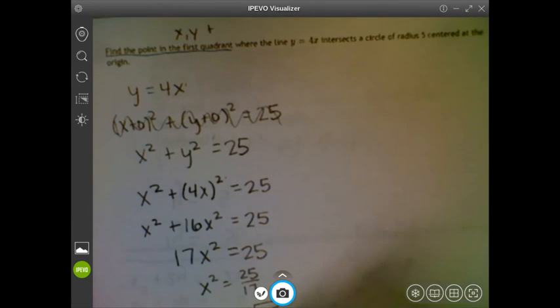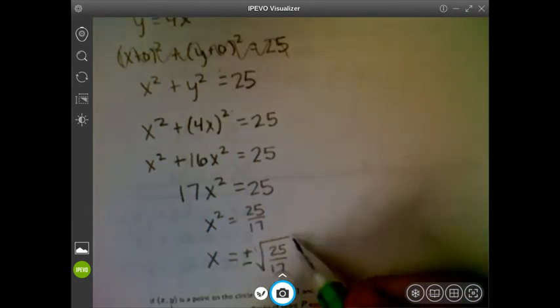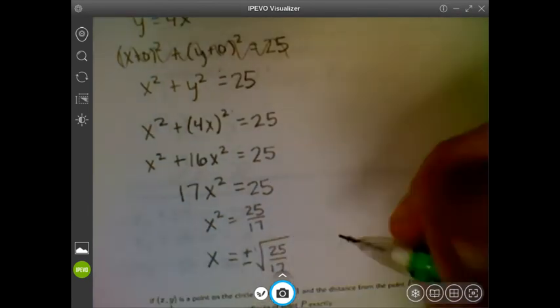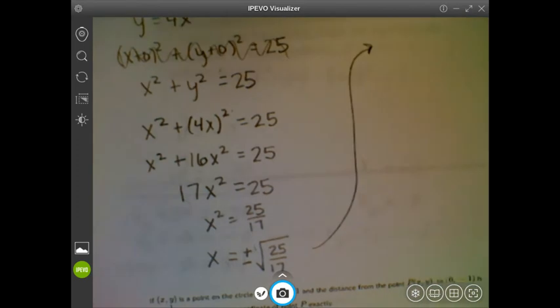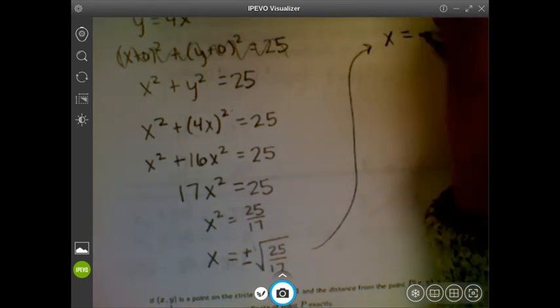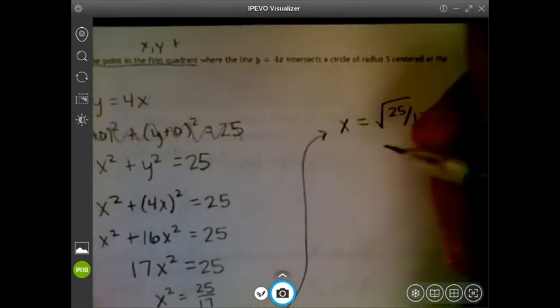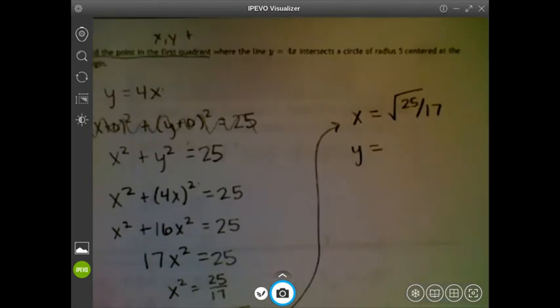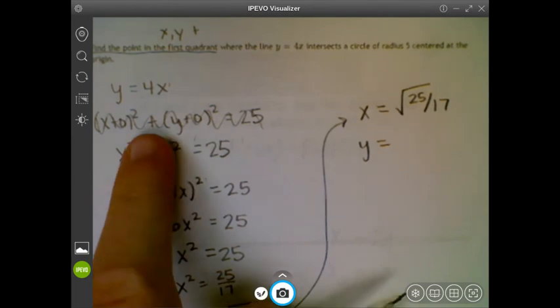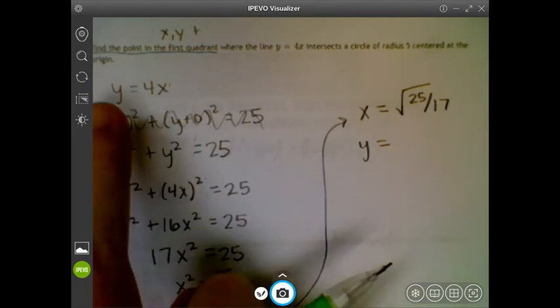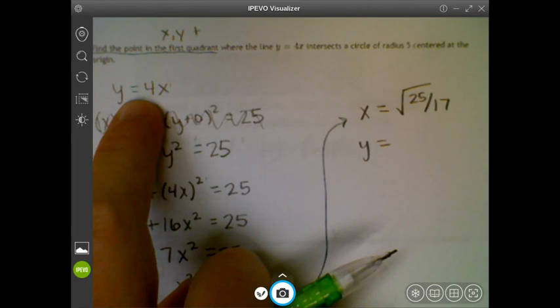All right, so we're going to go with just the positive version, and we have to find y. So I'm just going to bring an arrow way back up here. So x is the positive version, and I need to find y. You can either use the circle equation, or you can use the linear equation.